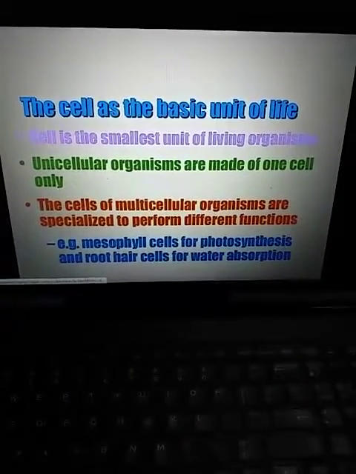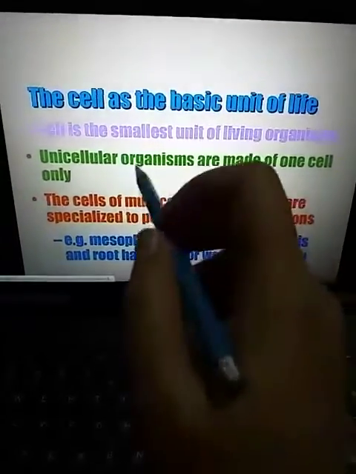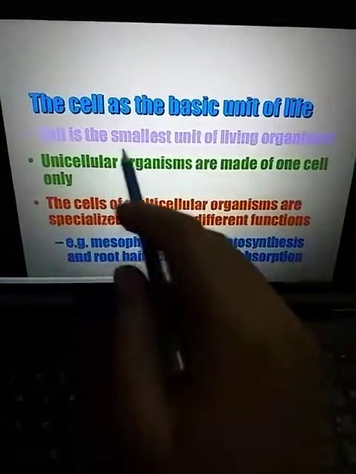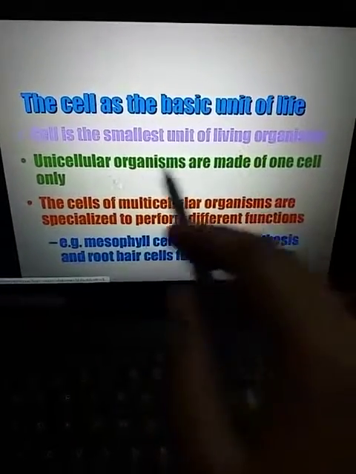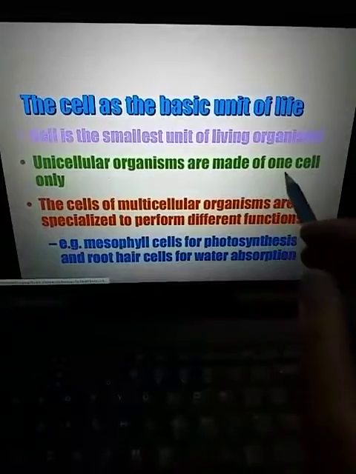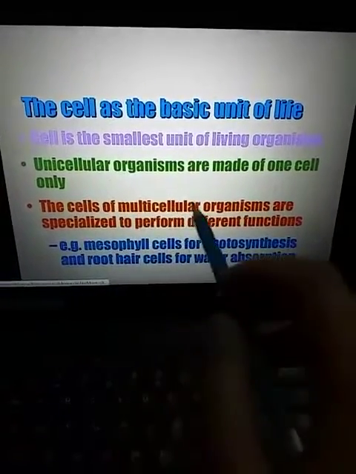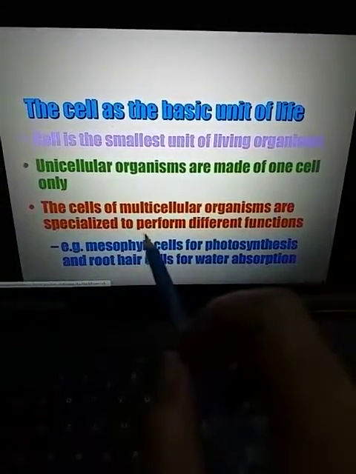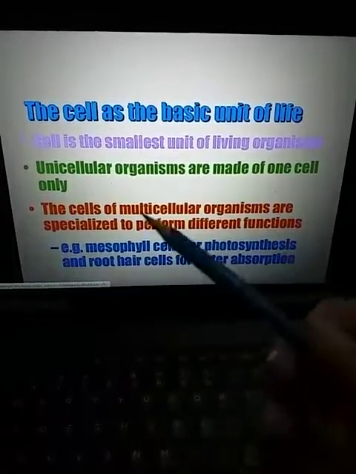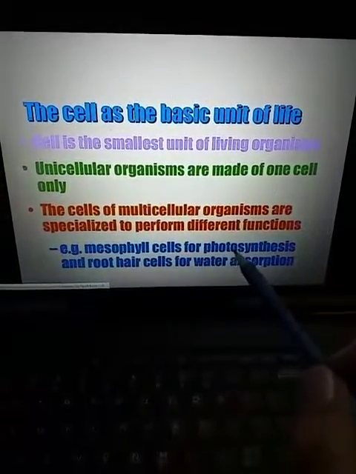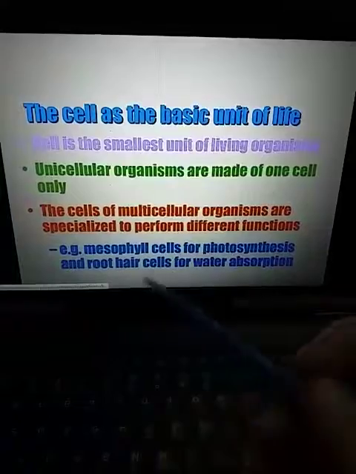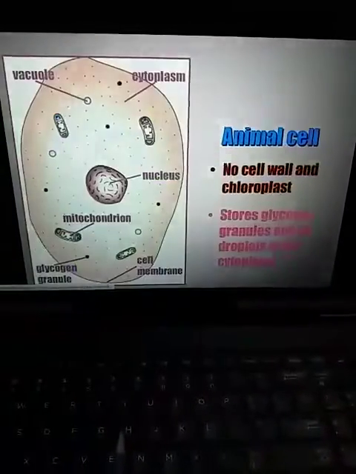These are some facts about cells. The cell is the basic unit of life. The cell is the smallest unit of a living organism. Unicellular organisms are made up of one cell only. The cells of multicellular organisms are specialized to perform different functions. For example, the mesophyll cells for photosynthesis and the root hair cells for water absorption in plants.